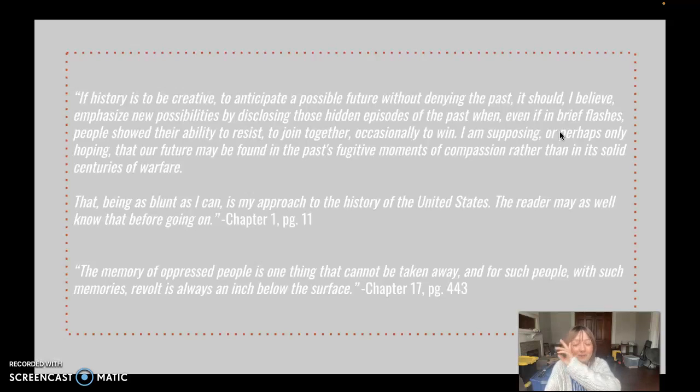And then I chose 2 quotes. The first quote is from chapter 1, and I think it just kind of sets the tone for the book and for Howard Zinn as a person. And it reads, "If history is to be creative, to anticipate a possible future without denying the past, it should, I believe, emphasize new possibilities by disclosing those hidden episodes of the past when, even if in brief flashes, people showed their ability to resist, to join together, occasionally to win.